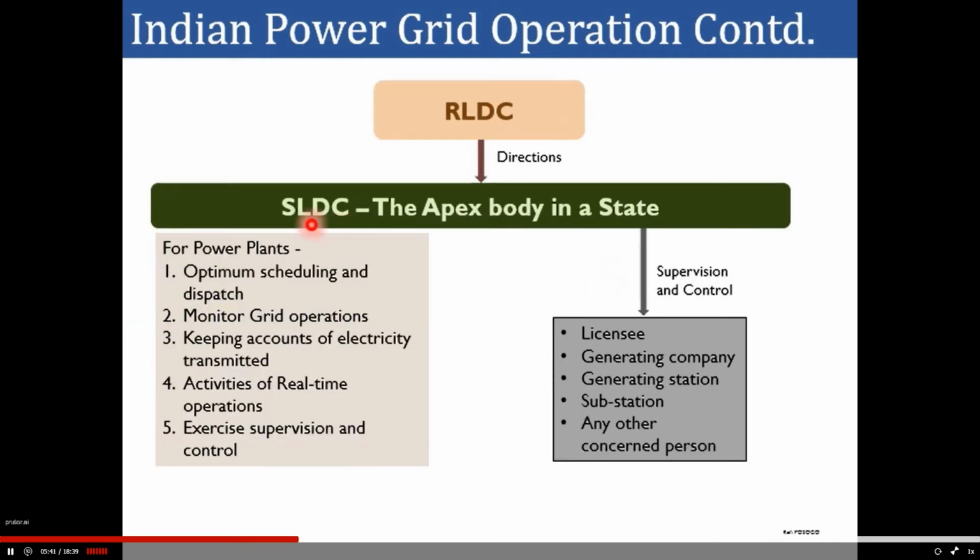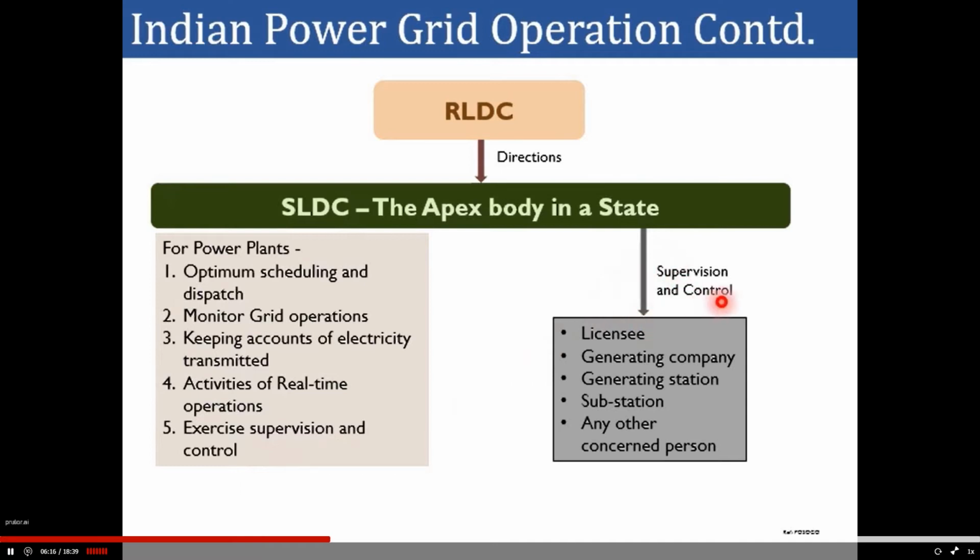Now, what is the role of State Load Dispatch Center? So, State Load Dispatch Center is the apex body in a state. It works under the direction of RLDC. The role of SLDC is the optimal scheduling and dispatch of power plants, monitoring the grid operations, keeping accounts of electricity transmitted. Other activities like real-time operations it has to ensure, and exercise supervision and control of the power system network under that particular SLDC.